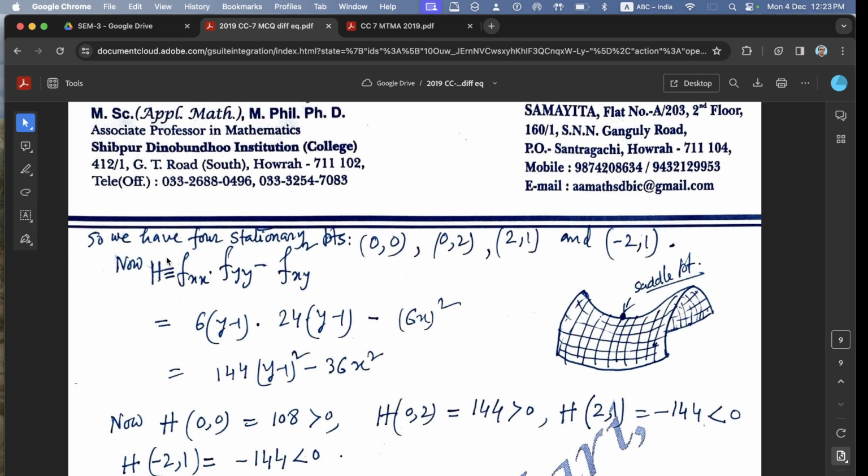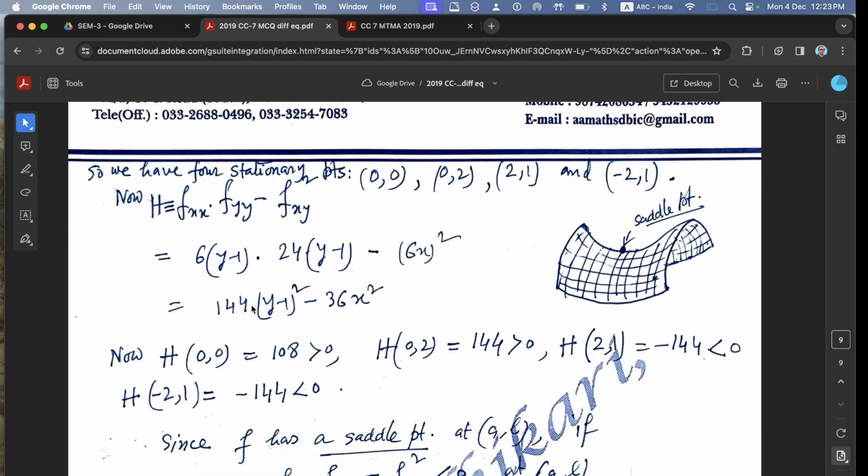Now h equals fxx into fyy minus fxy square. So put the values of fxx, which is 6 into (y minus 1), fyy, which is 6 into (4y minus 4), and fxy, which is 6x. So this is 144 (y minus 1) whole square minus 36x square. Now h(0, 0) is 108, which is positive. h(0, 2) is 144, which is also positive. h(2, 1) is minus 144, which is negative, and h(minus 2, 1) is negative.